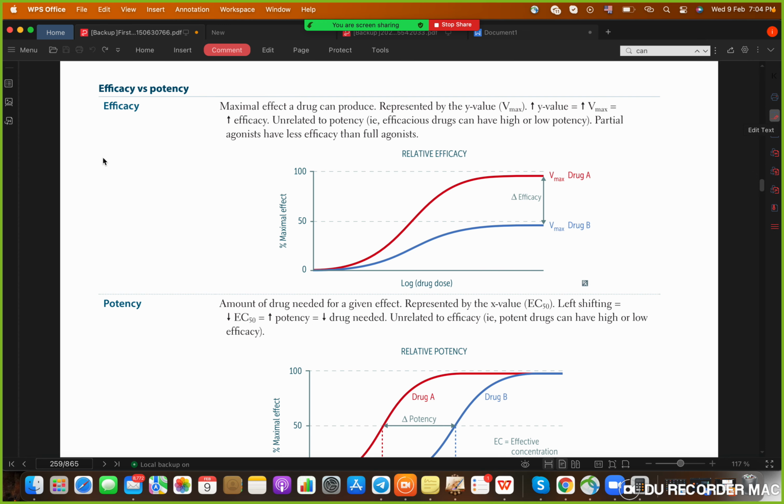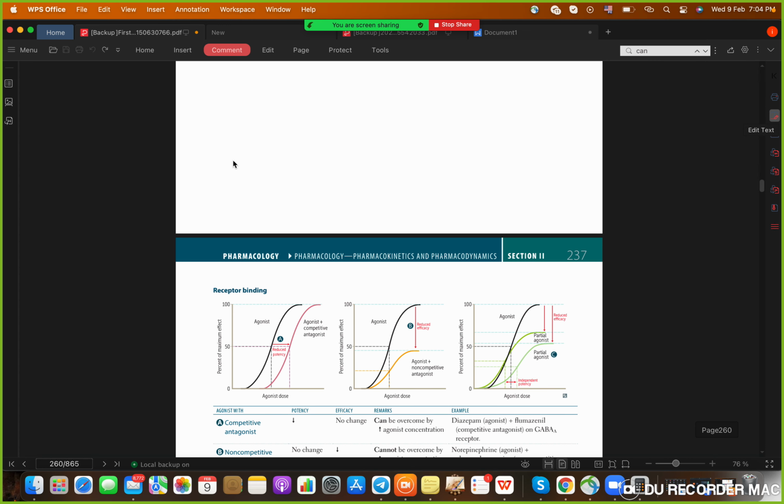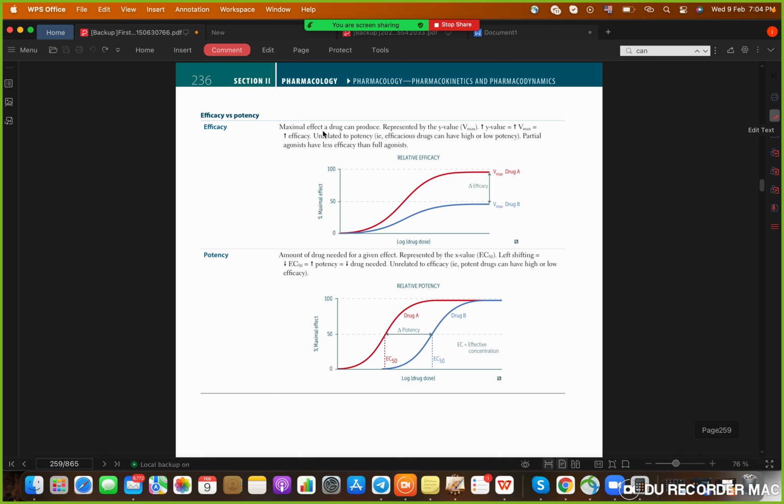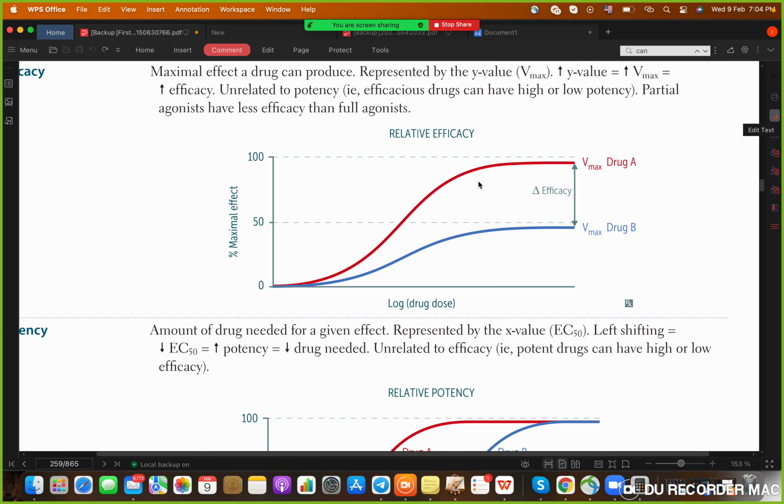And in the end, after I explain both of these, I will be drawing stuff for you and you must tell me, is this drug more efficacious or is it more potent? Again, when we are discussing the Vmax, we only look at the y-axis. So if I make something like this, it is a drug C. C is more efficacious than drugs A and B.